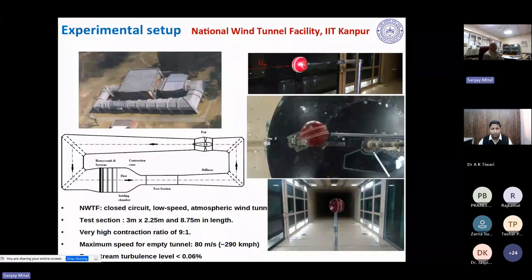So the first thing we did was some experiments. So we set this up in the National Wind Tunnel facility. It's a very nice facility. You can go all the way up to 80 meters per second, although that's not needed for cricket. In cricket, the maximum bowling speed is about 155 kilometers per hour. So you can take a cricket ball, mount it on a sting, an example is shown here. So you can change the seam angle by mounting it, and you can change the speed and then collect data.